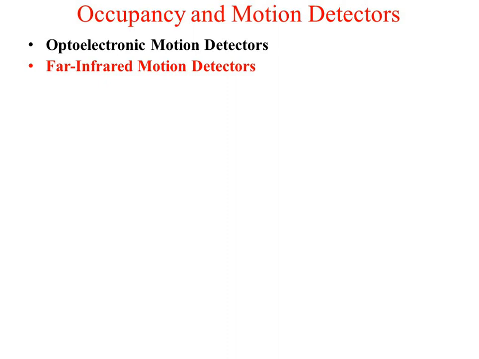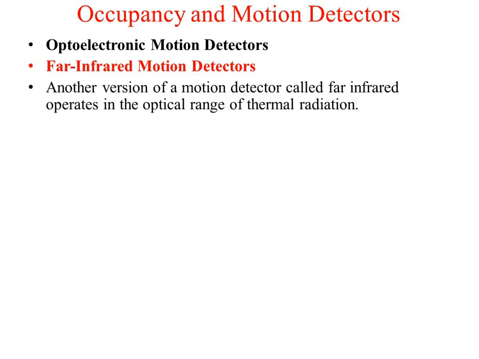Now to overcome this and to increase the detection, you need not have a light to be turned on and off, because there you would require illumination. That means active types of detectors. But here the far infrared motion detector works on the thermal radiation from the object. That means a passive detector is used.